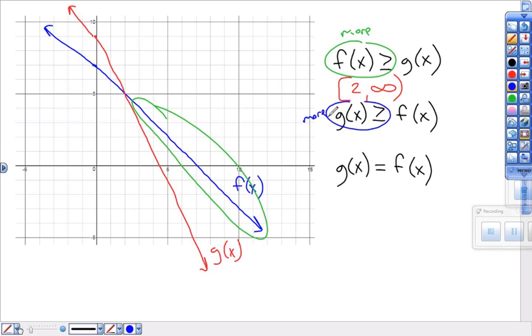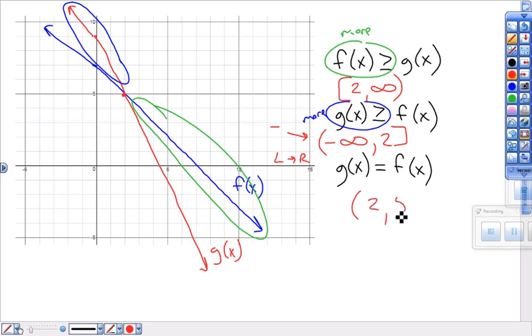Where is the g of x line more than the f of x line? That is right up there. That's where the g line goes above. So now I need to map that from negative infinity, from the far left, to positive 2. And yes, that is negative infinity. I don't care that that red arrow is going up. Intervals measure from left to right. So that's negative infinity to 2 square bracket. And then the last one on here, where are they equal? And they are equal at 2, 5. All right, last one.